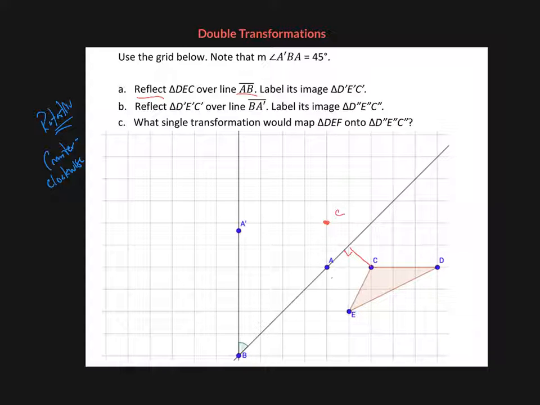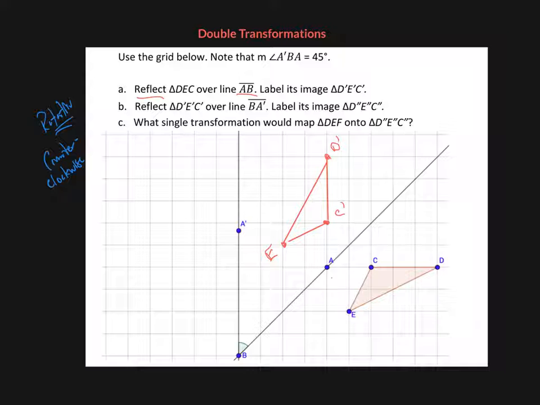So C prime is going to land right there. D prime is 1, 2 and a half. So here's our other half, 1, 2. There's our D prime. And E is 1.5. There's our half, and there's the 1. That's E prime, and now we're just going to connect the dots.